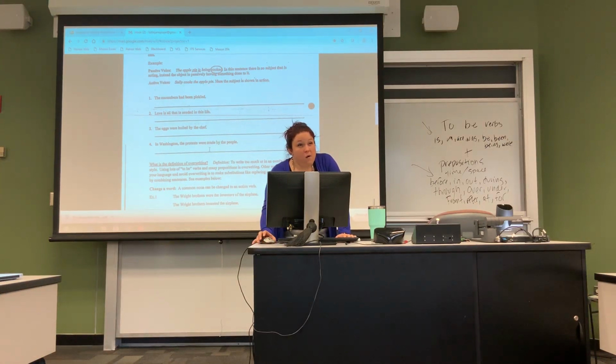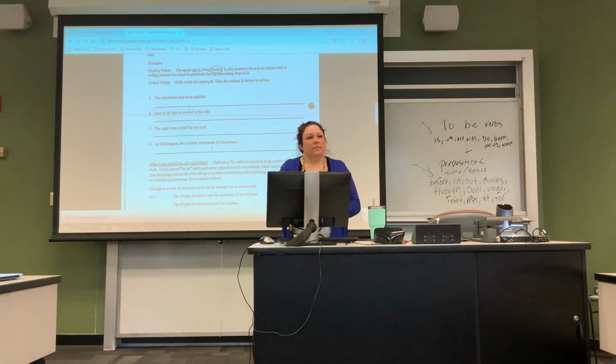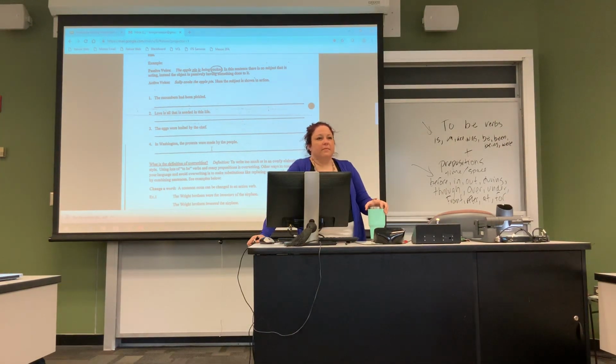The fourth sentence, in Washington, the protests were made by people. Sometimes when you're writing or saying things, maybe saying it in that way, like in Washington, the protests were made by people, it may convey the message of you emphasizing that place, Washington. So if you use it in the corrective way, you don't put the emphasis on Washington. Well, you can say in Washington the people protested.